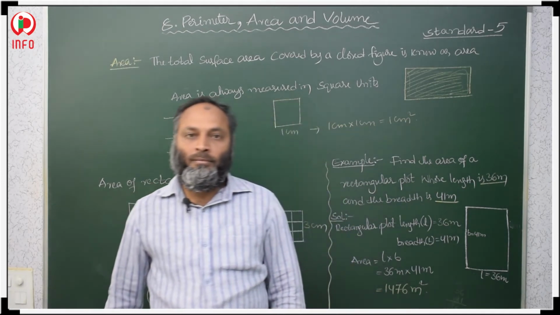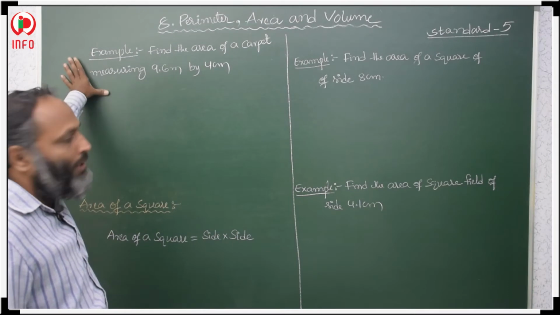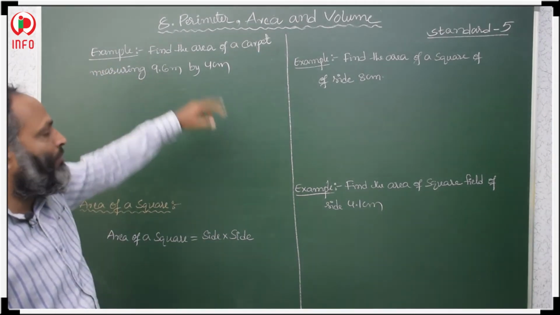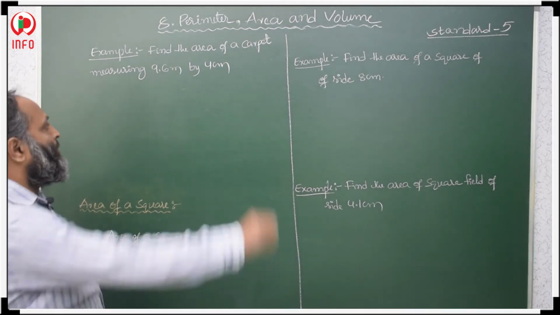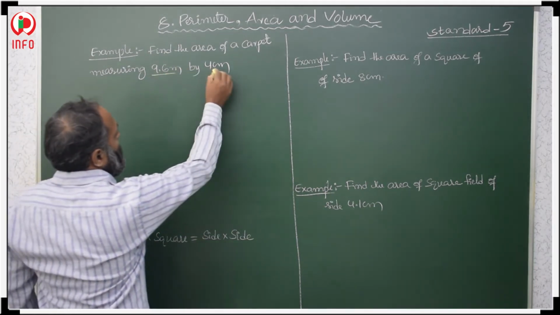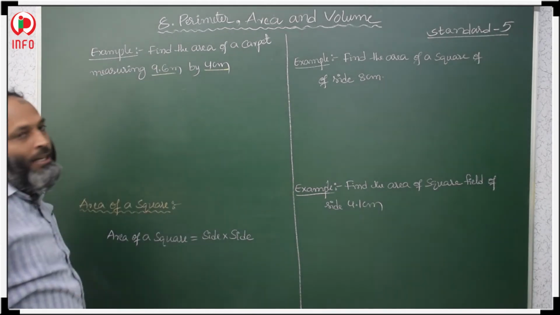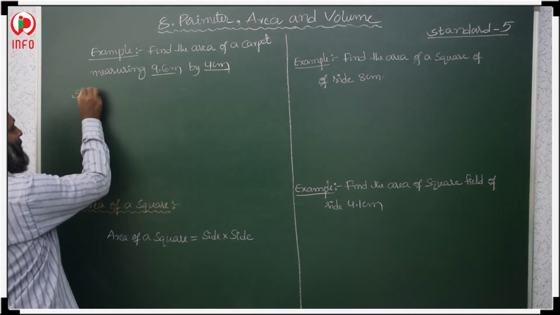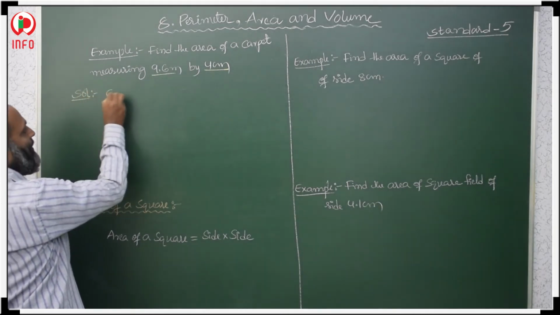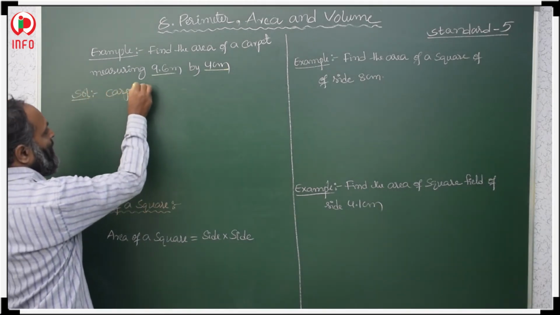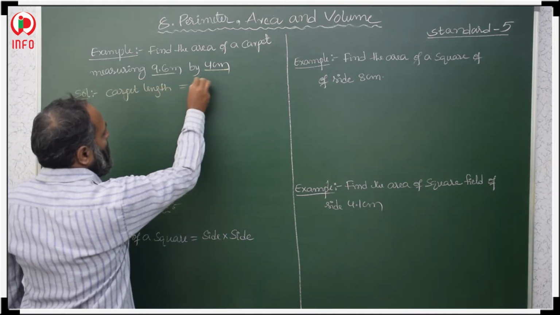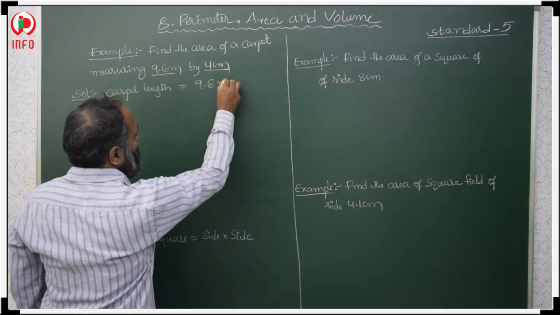Okay. Now the next example: find the area of a carpet measuring 9.6 meters by 4 meters. Here the carpet is in rectangular shape. So length is given and breadth is given. Then we have to find the area of the carpet. First, carpet length. Carpet length is equal to 9.6 meters.